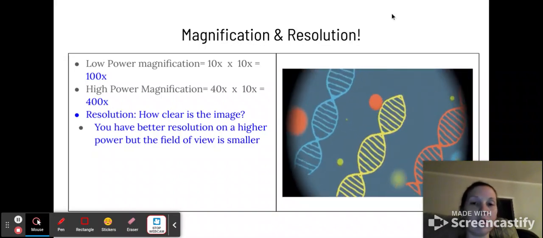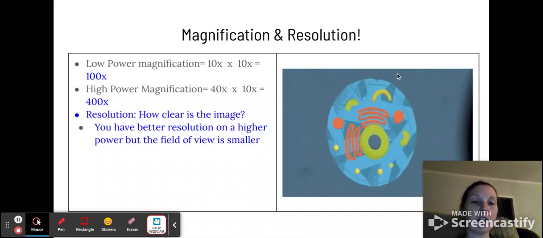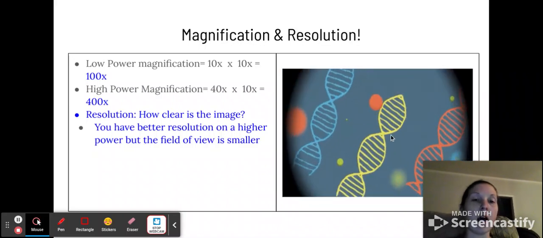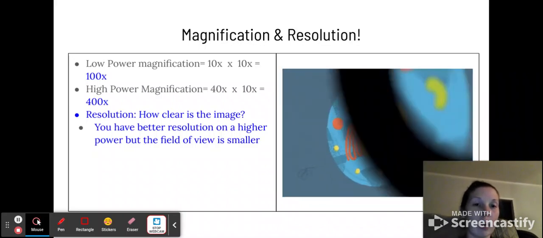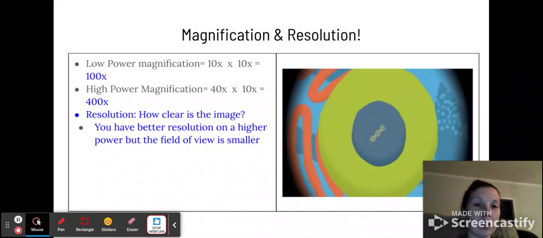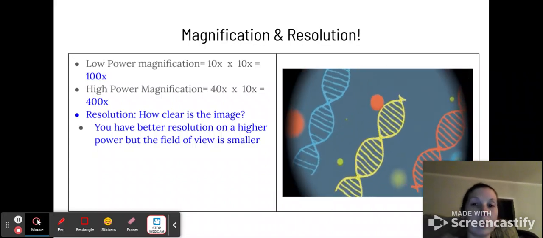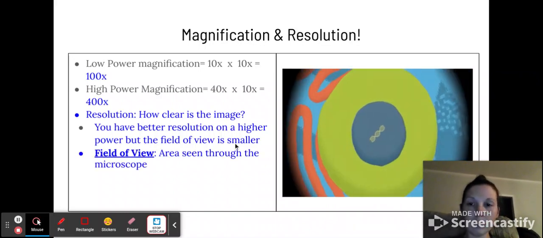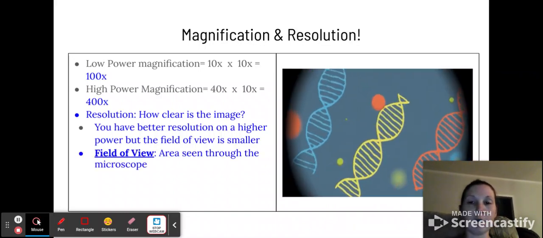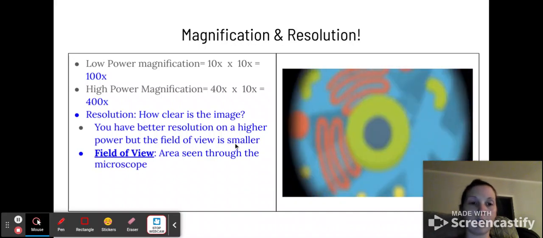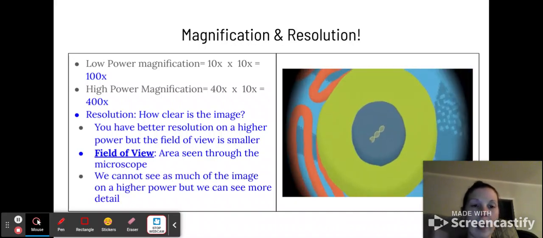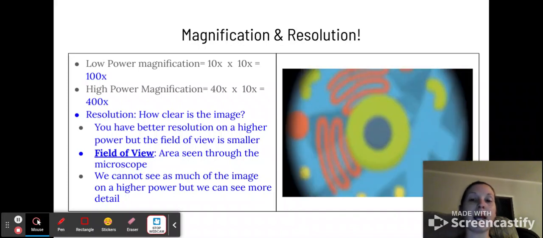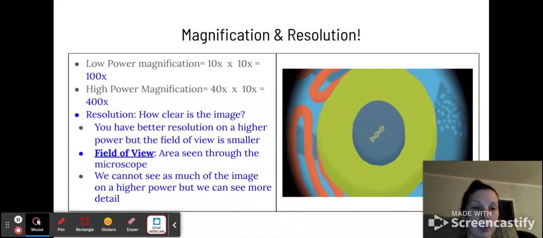see, is smaller. So if you look at this GIF over here, we show a full cell, but as we zoom in with a stronger lens, we can see more clearly smaller objects, but now our field of view is limited to just the DNA in the nucleus as opposed to the whole cell, which is what you see from far out. So just as a definition, field of view is the area seen through the microscope. So it's what you can see before the blacked out edges. We cannot see as much of the image on a higher power, but we can see more detail within the portion that we can view.